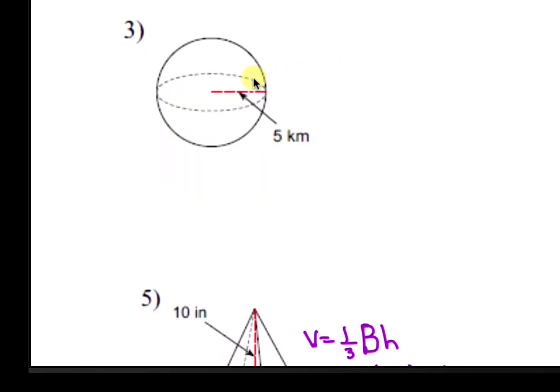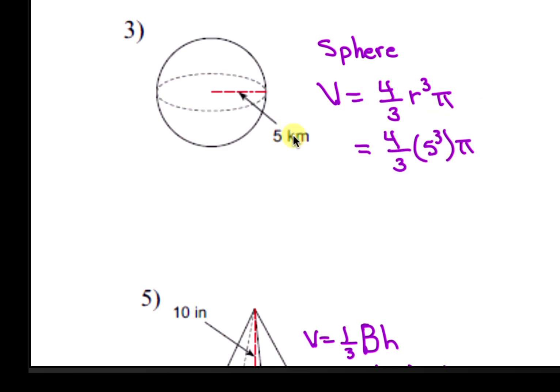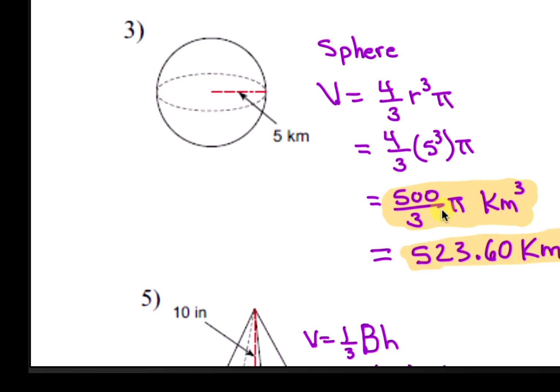All right, here's number 3. We want to find the volume, and this is a sphere, and the volume of a sphere is 4/3 times the radius cubed times pi. The radius is 5, so we do the 5 cubed in the formula. And then when we multiply 5 cubed times 4, we get 500, so that'll be 500 over 3 as a fraction, times the pi. And we can leave our answer like this, or if we multiply everything out including the pi, we get 523.60, and this is kilometers cubed.